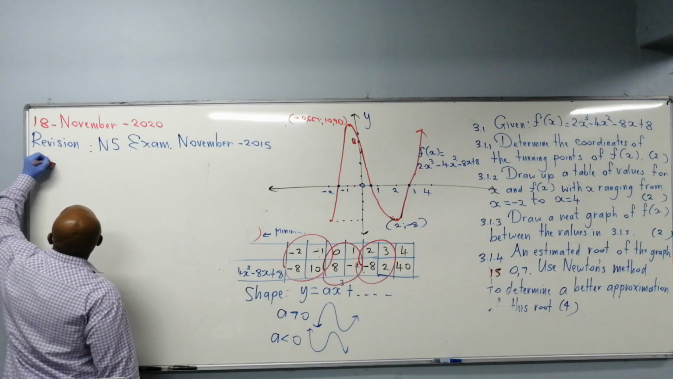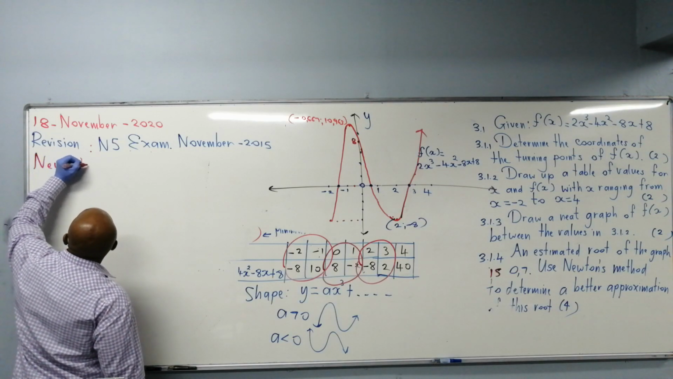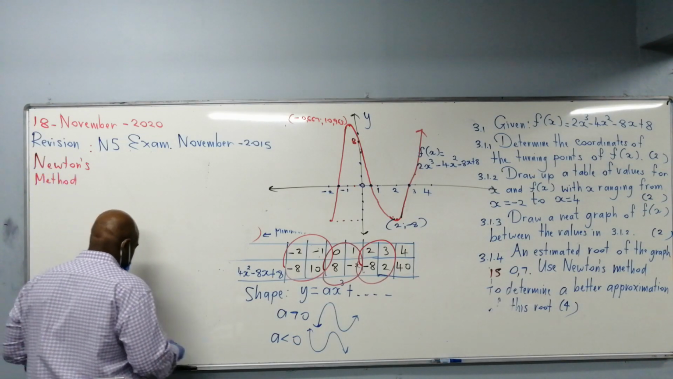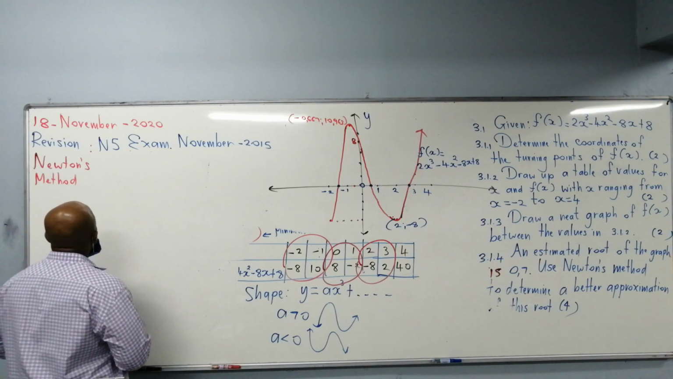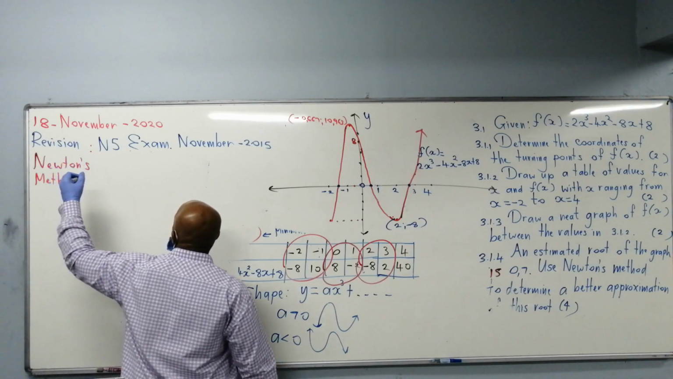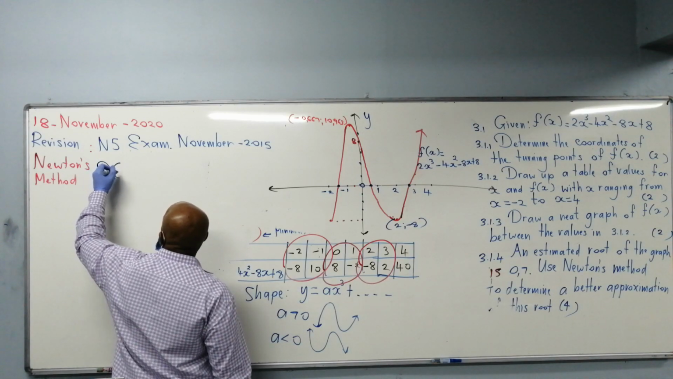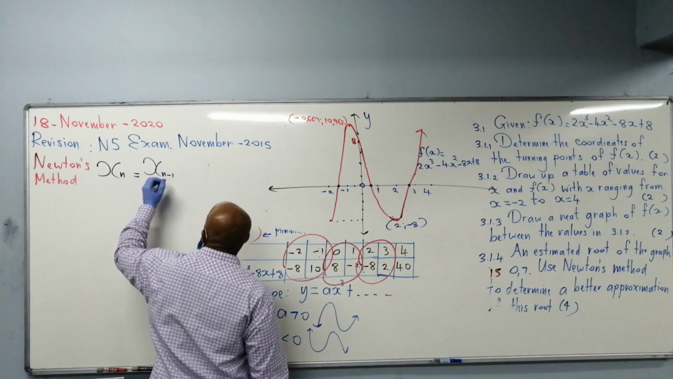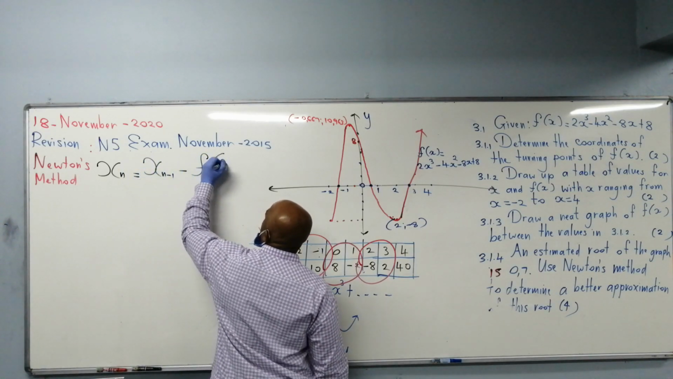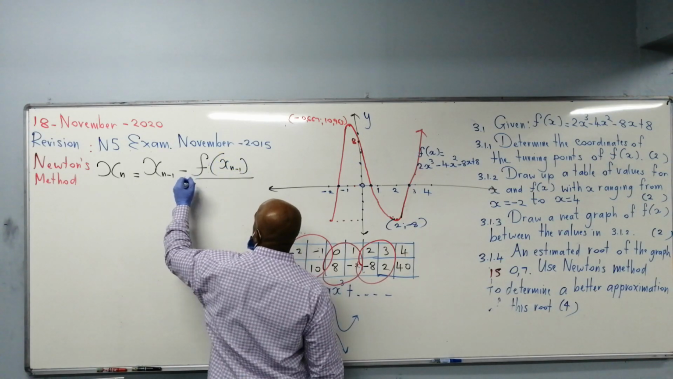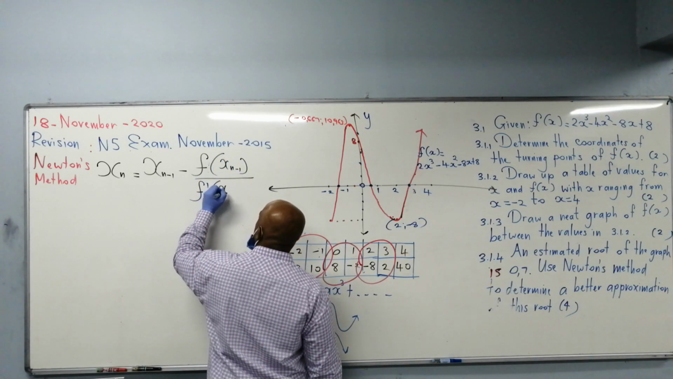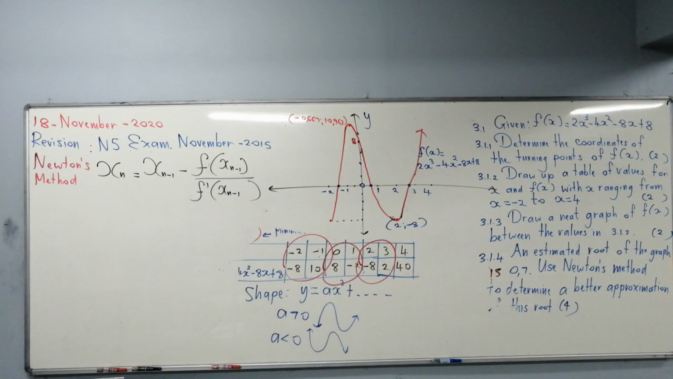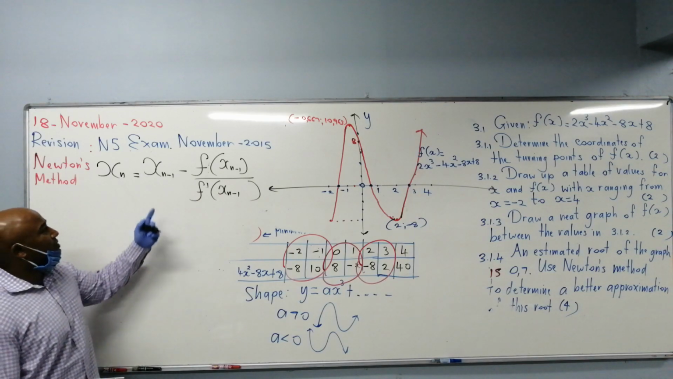Right, so let's write Newton's method down. Newton's method works like this: x of n is equal to x of n minus 1, minus f of x n minus 1, all over f prime of x n minus 1. Okay, so that is Newton's method. Don't get confused with the n minus 1.